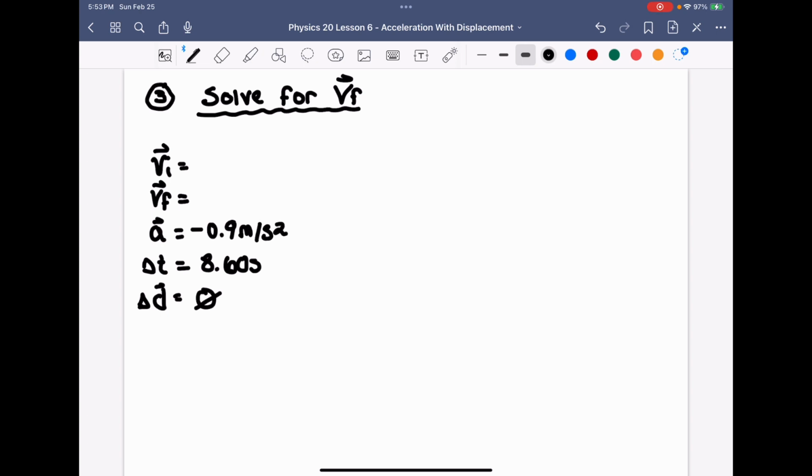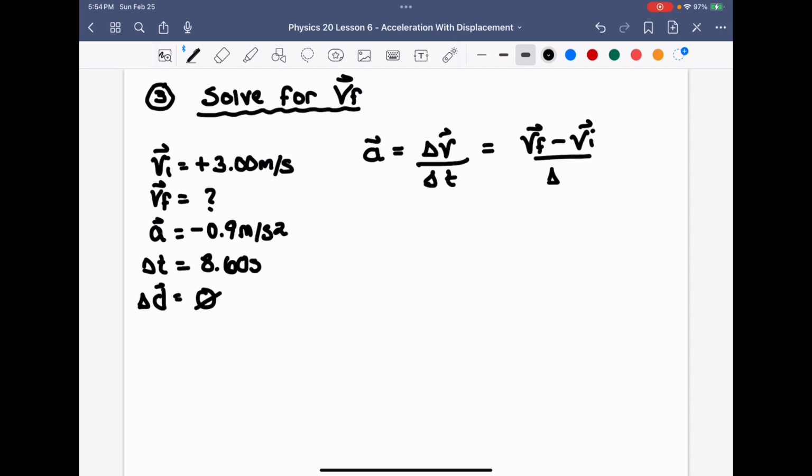We have a final velocity of who knows, and then an original velocity of 3.00 meters per second. Now, the equation that would match up to this is our basic acceleration equation. We're going to say that acceleration is equal to the change in velocity over change in time. Another way of writing this is VF minus VI divided by the change in time.